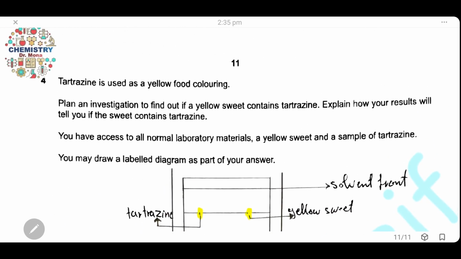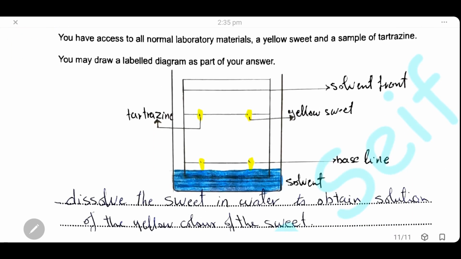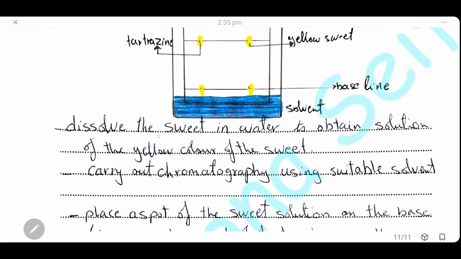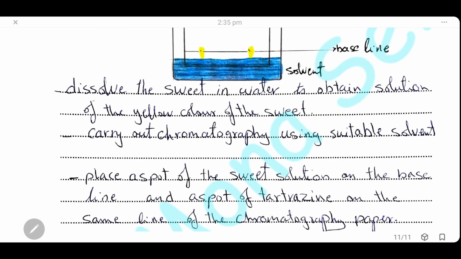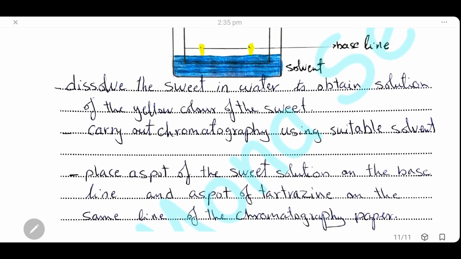So we will do chromatography to compare the yellow dye present in the sweet and the tartrazine yellow food coloring. First, we will dissolve the sweet in water to obtain a solution of the yellow color from the sweet. Then we will carry out chromatography using a suitable solvent. Place a spot of the sweet solution on the baseline and another spot of the tartrazine on the same line of the chromatography paper.